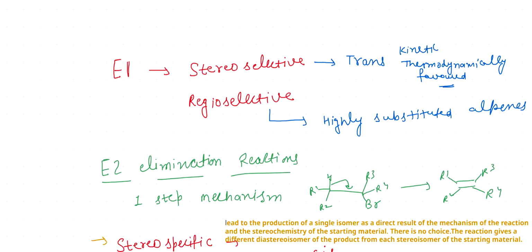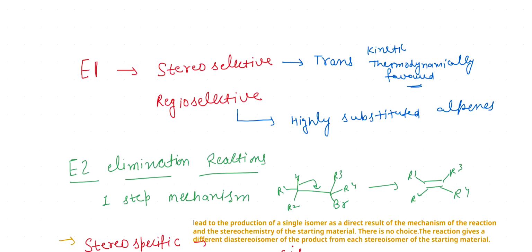In the E1 elimination reaction, as it is a two-step mechanism, first the leaving group is lost, then there is abstraction of H positive. It can be stereoselective as well as regioselective. Stereoselective means there is predominance of one product, like trans is more prominent over cis. Trans is formed in major amount as compared to cis.